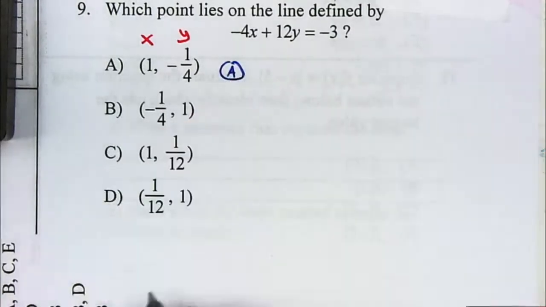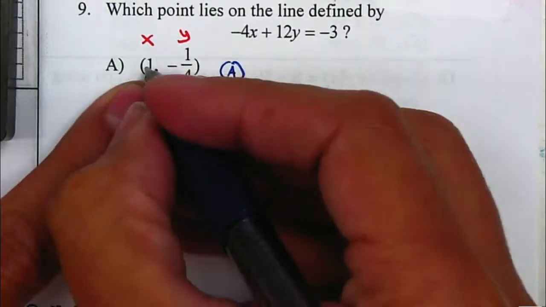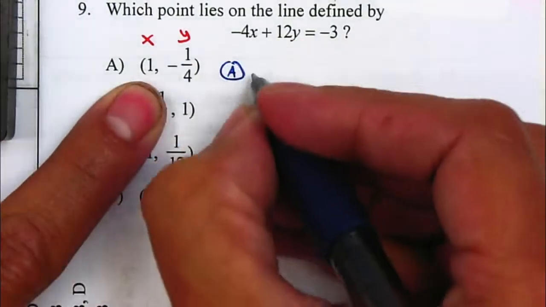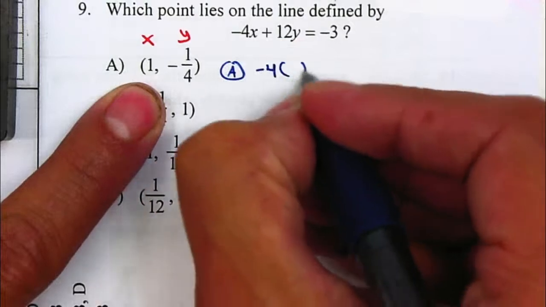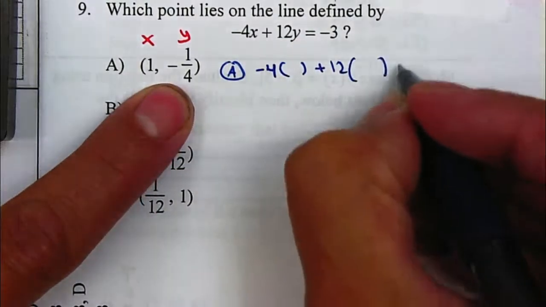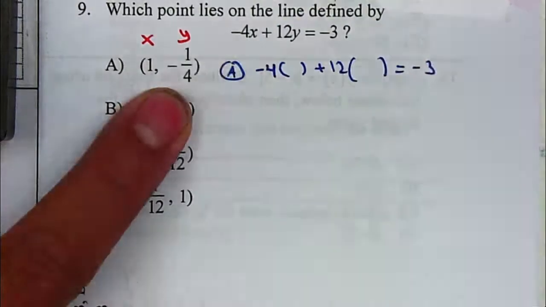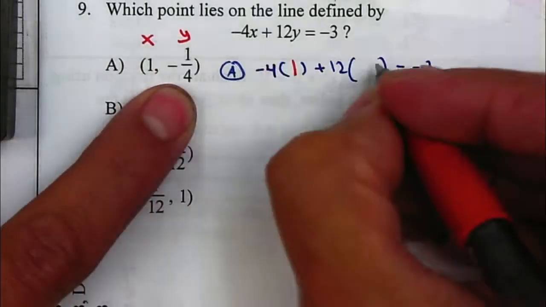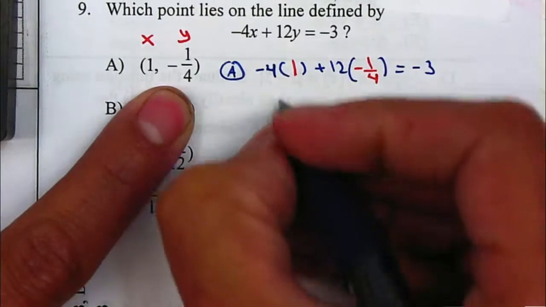So let's try letter A. In the equation negative 4x plus 12y equal to negative 3, instead of the x, I'm going to plug in a 1, and instead of the y, I'm going to plug in negative 1/4. So the x becomes a 1 and the y becomes a negative 1/4. This gives me a negative 4.